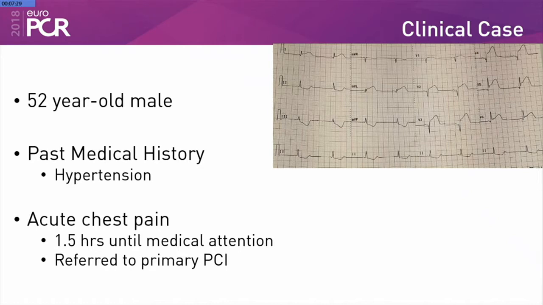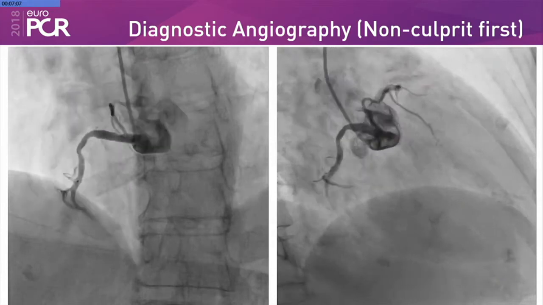It's a 50-year-old male with only past medical history of hypertension. He was attended in medical attention at 1 hour and 50 minutes of symptoms, and is referred to the institution for primary PCI. This is the electrocardiogram, and this is the angiogram.